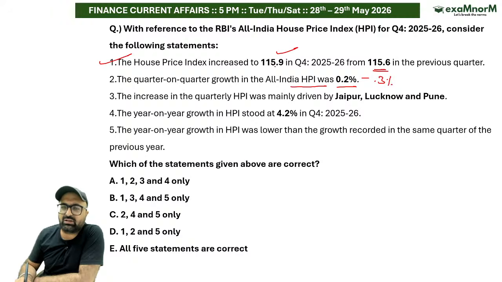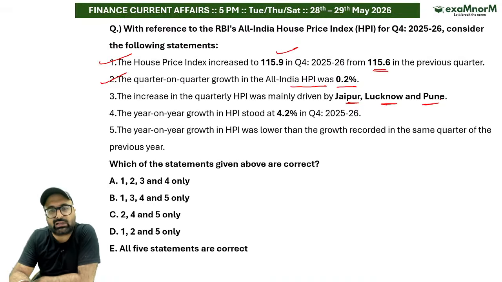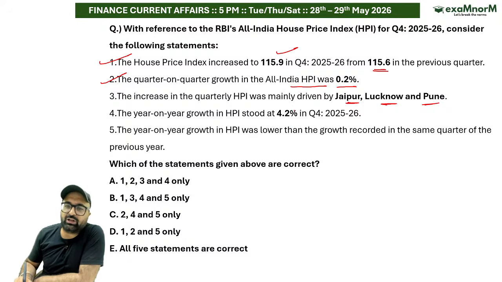The quarter on quarter growth in all India housing price index was 0.2%, 0.2 to 0.3%, that is correct, क्योंकि 115.9 और 115.6 को जब हमने कैलकुलेट किया in terms of percentage, so it comes out to be around 0.2% only, that is correct. The increase in quarterly HPI was basically contributed by Jaipur, Lucknow and Pune. Yes sir, Jaipur, Lucknow and Pune. और annual में नागपुर, जयपुर, चंडीगढ़ and कानपुर। उसके बाद year on year growth 4.2%, this is also correct.